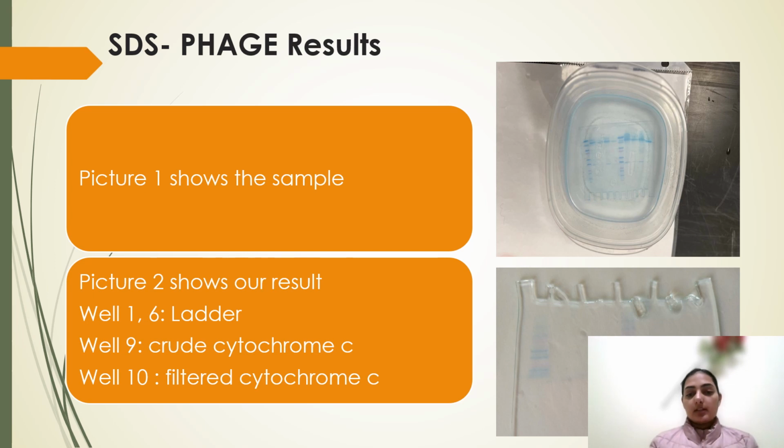SDS-PAGE result. Picture number 1 shows the sample for the gel, and picture number 2 shows the results for the SDS-PAGE of our group. Wells number 1 and 6 contained the ladder, whereas well number 9 contained crude cytochrome C and the other well contained filtered cytochrome C. The bands in our gel are not clearly visible, which is due to improper running of the gel, that might be due to the improper supply of power.